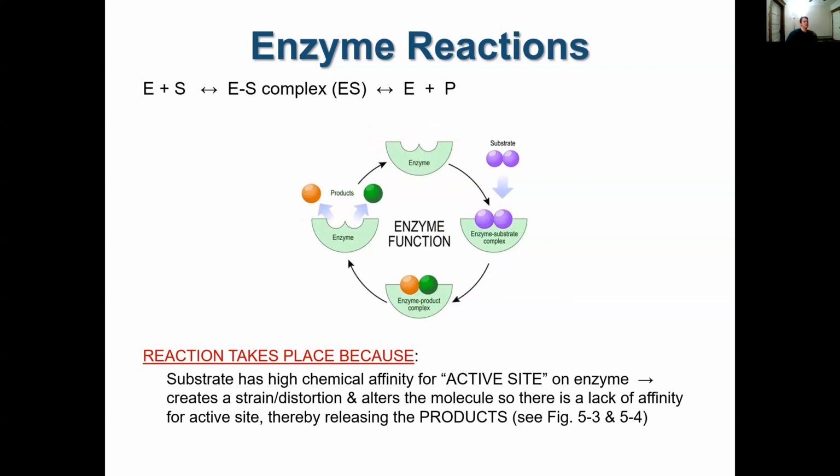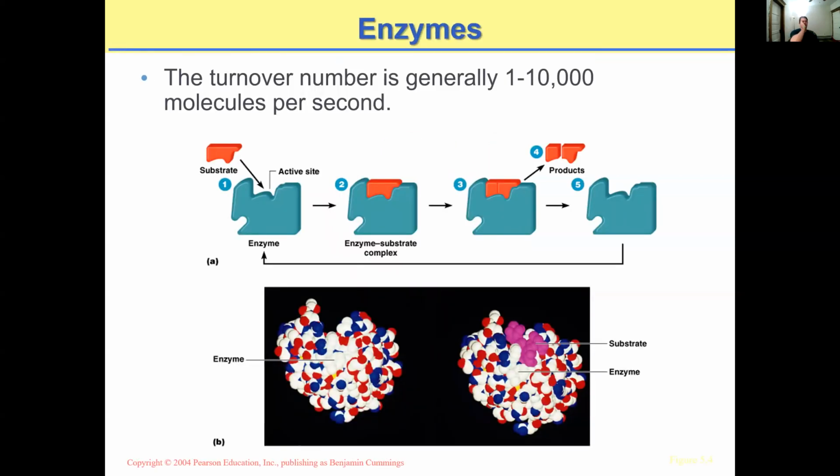Like I said, the reaction will take place because the substrate has a high chemical affinity for the active site. So that's what also breeds the specificity, the shape of the active site and the substrate molecules. Okay. And as I said before, the enzyme is very, very efficient. The turnover number is massive. I mean, 1 to 10,000 molecules per second. So this entire process of enzyme-substrate complex, products being expelled, enzyme being ready to be used again, is so quick. It can be up to 10,000 molecules per second running through this.